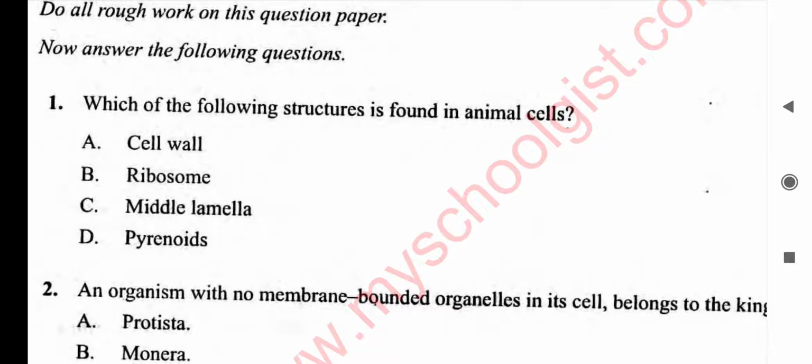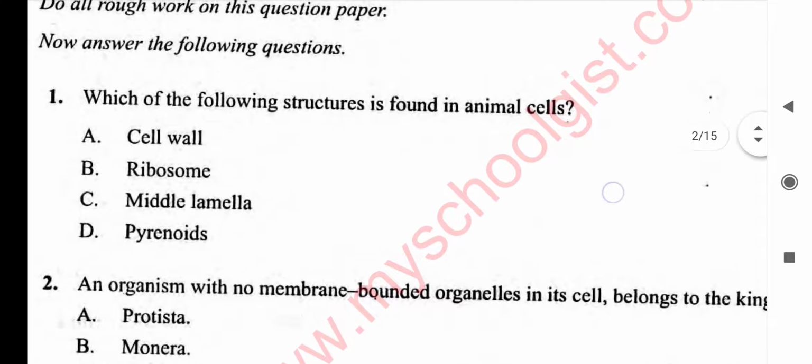What is the function of this cell wall? Cell wall provides strength to the cell and gives the cell its shape. Animals don't need cell walls because they already have a skeleton. Plants need cell walls because they lack a skeleton. So this cell wall actually acts as an exoskeleton. That is why plants are able to stand erect, because of the presence of cell walls in their cells. So animals don't need cell wall.